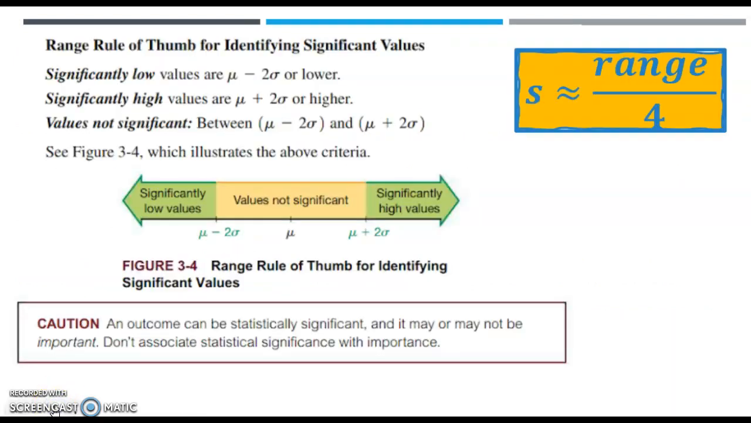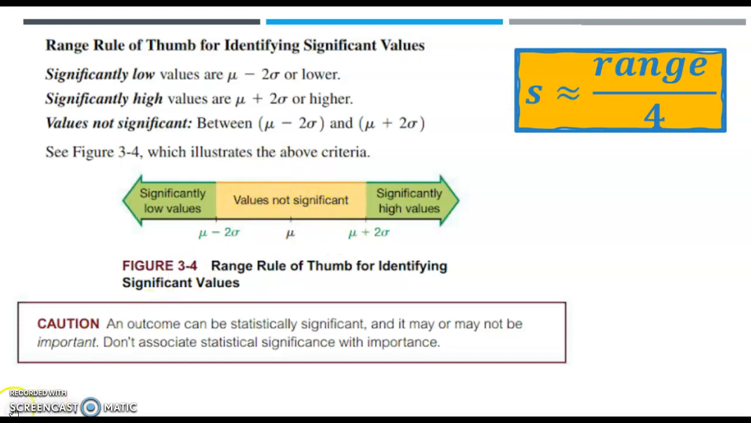And this video is more specifically about this concept of identifying significant values. So something that is considered significantly low in a data set would be if the value was 2 standard deviations less or 2 standard deviations greater than the mean. This is what this illustration is showing.